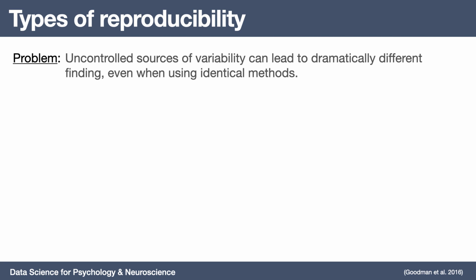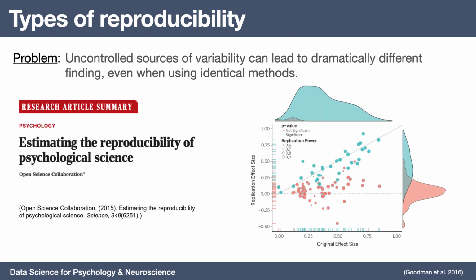Another problem that comes up a lot is uncontrolled sources of variability can lead to dramatically different findings, even when using identical methods. This is probably most clearly highlighted in this widely discussed paper in 2015 from the Open Science Collaboration Initiative, where they tried to reproduce a set of established psychological findings from cognitive psychology and social psychology and developmental psychology, I believe, and see how often they could recreate the results of those effects, how often they could reproduce those effects.